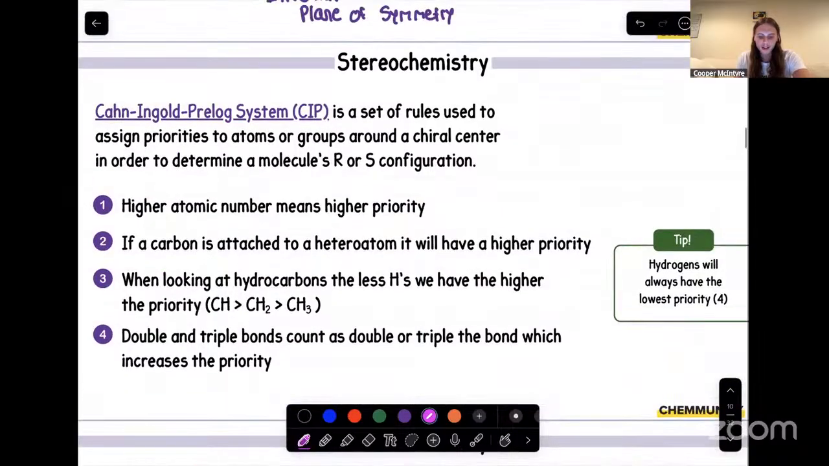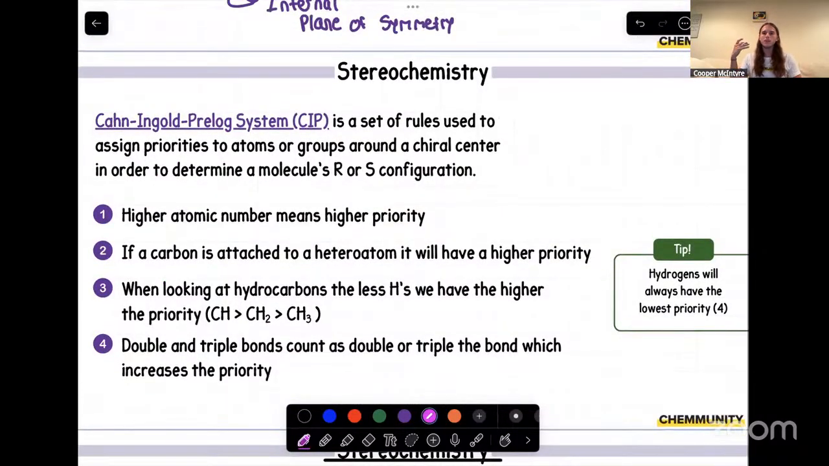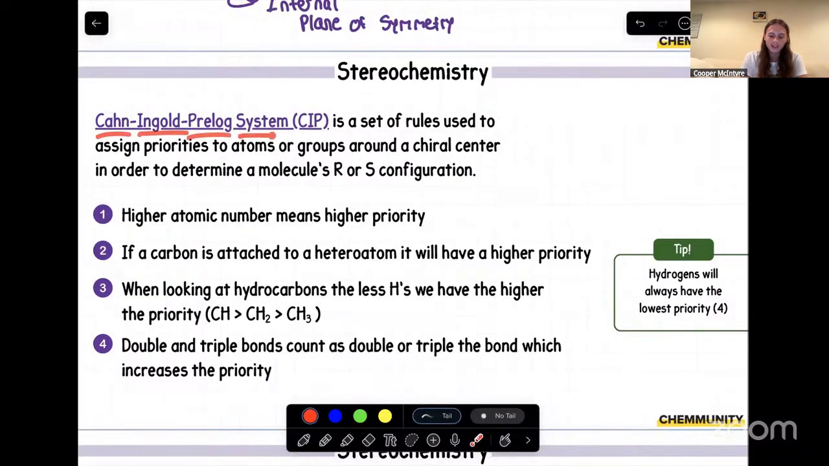And up next, we're still going to be on the topic of stereochemistry, but we're going to go through assigning R and S configurations. And then just to do a brief overview in terms of the set rules we use, we'll use the Ingold Prelog system. And yet again, this allows us to assign priorities to either individual atoms or groups on a molecule. And then just to do a brief run through in terms of how we assign those priorities, if something has a higher atomic number, that means it'll have a higher priority.